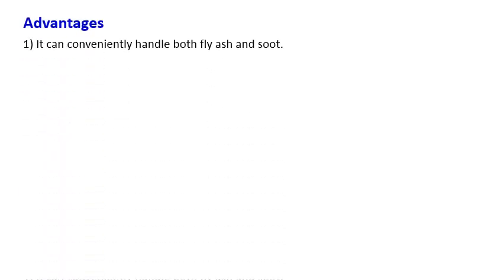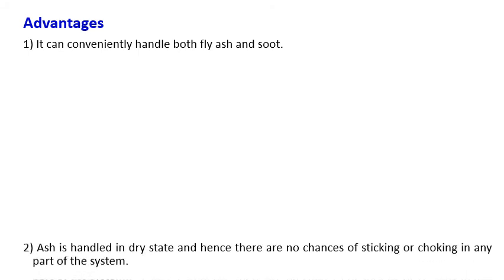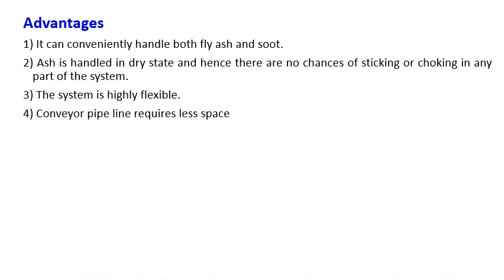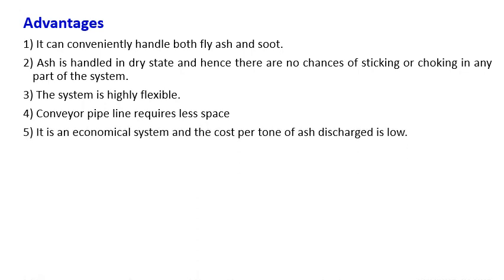The advantages are it can conveniently handle both fly ash and soot. Ash is handled in the dry state, so in some production lines where ash blending is needed, they prefer this ash rather than ash which has been mixed with water. The system is highly flexible and conveyor pipelines require less space. It is an economical system and the cost per ton of ash discharged is low.